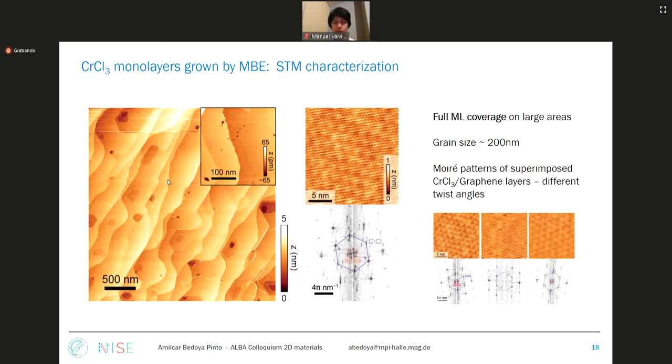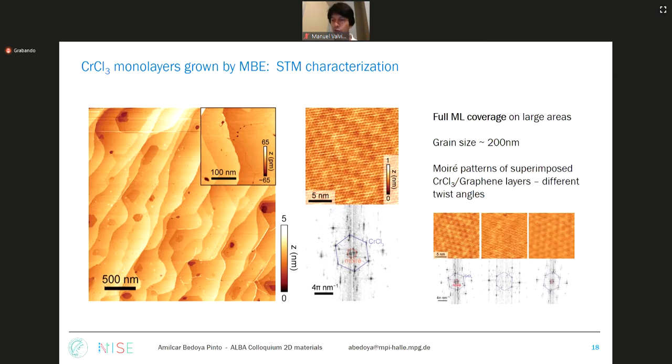How can you assess that you have the material on top? On top of RHEED, we have done STM measurements, and we see a moiré pattern that is characteristic of a superposition of chromium chloride and graphene. The grain size in this thin film is around 200 nanometers. And if you do STM in different places, you can also see different moiré patterns, which suggests that you don't have a homogeneous single crystalline interaction in the plane. That will be interesting later for the discussion of the results.